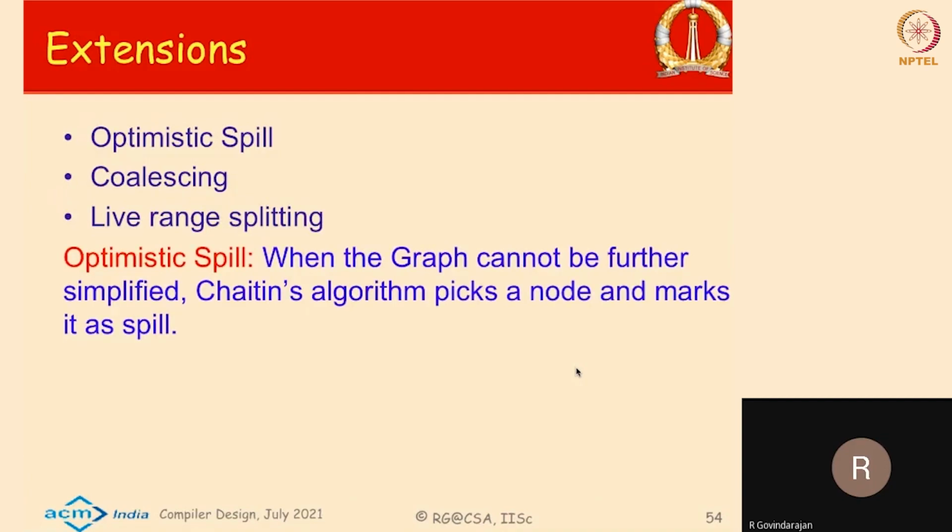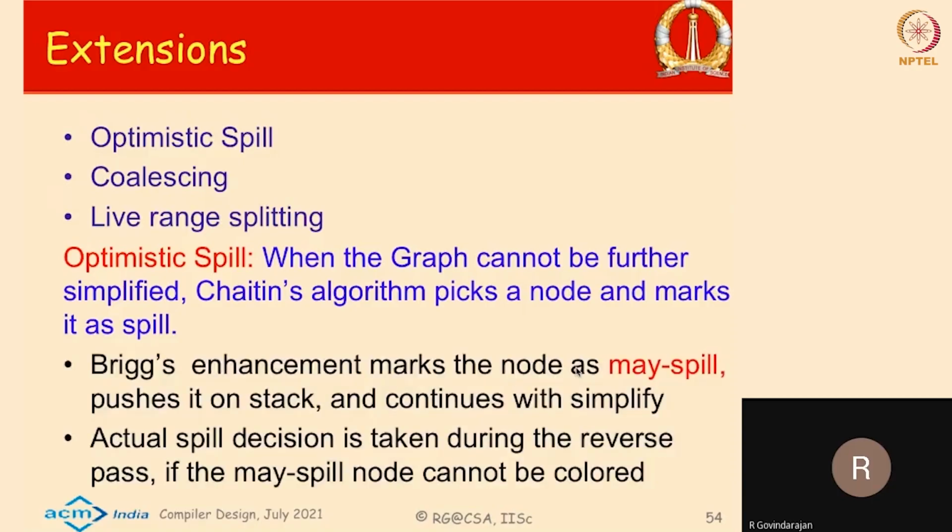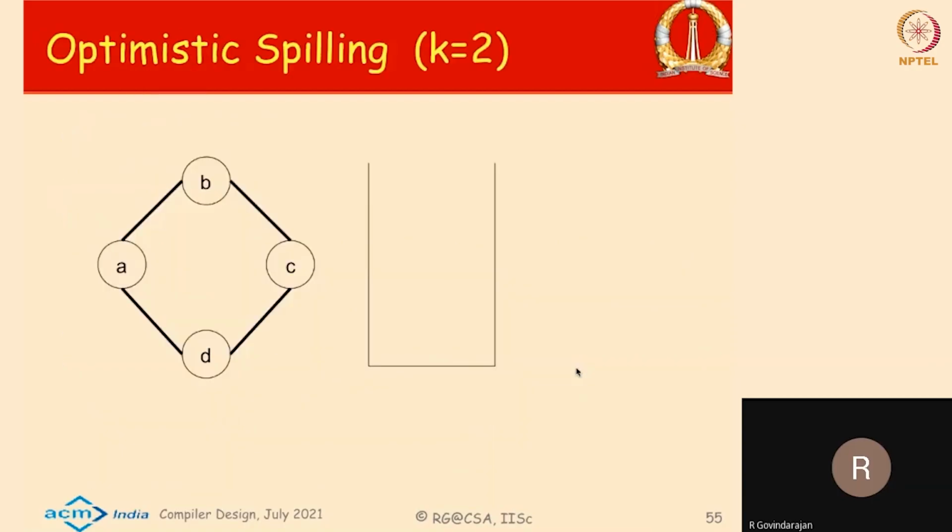When we keep doing this simplify process, and when we can't simplify anymore, you pick a node and then you announce this node to be a spill node. Which is correct in most of the cases, but there are a few corner cases where you may not necessarily need it to be spilled. And here is one example which will show you that. I will talk about that example and then come back.